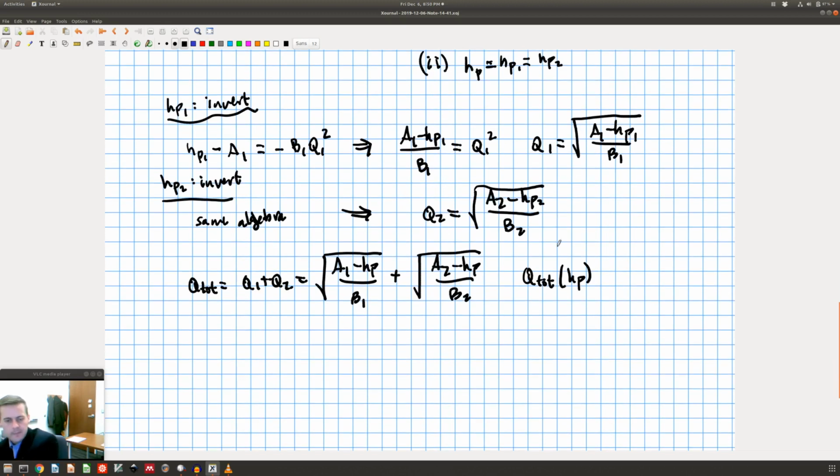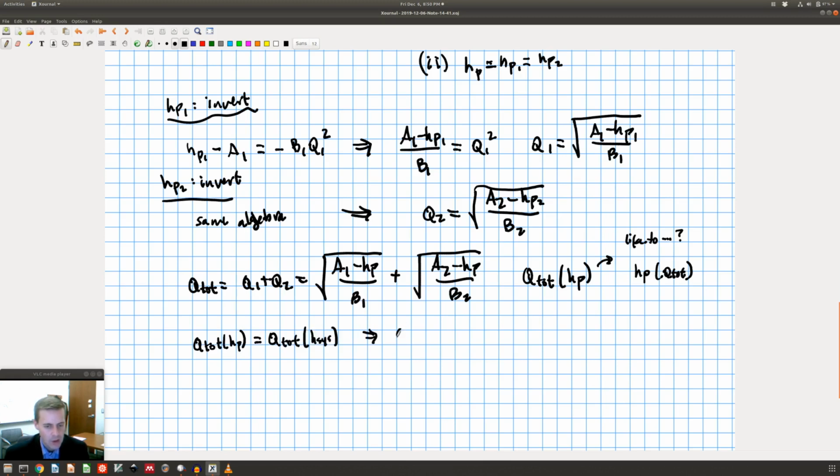So now I look here, and it would be nice if I could solve this and invert that back and get HP as a function of Q total. Okay, I would like to do that. But I don't know how to do that where I'm summing this root. But it turns out I don't have to, because if I can say Q total at HP is equal to Q total of H system, that's going to tell me what my Q operating point is, and I can use that to find my H operating point too. So I can use this just as easily as I can use the other one.